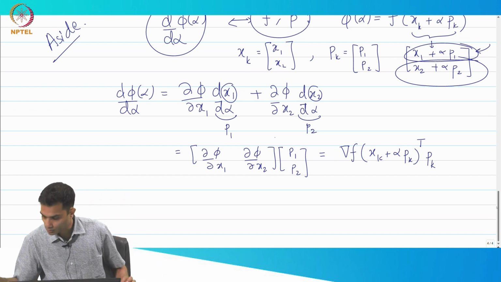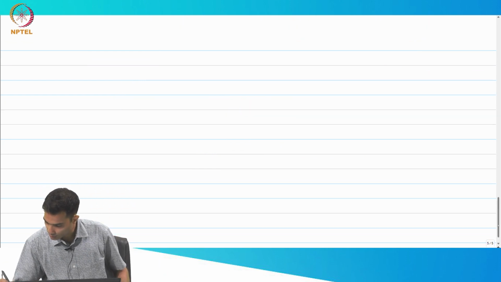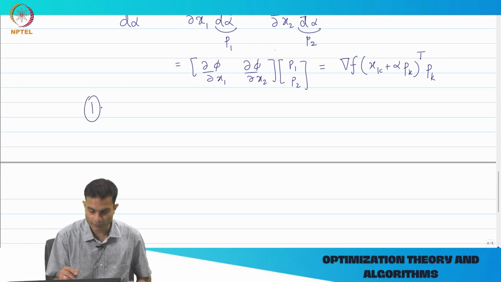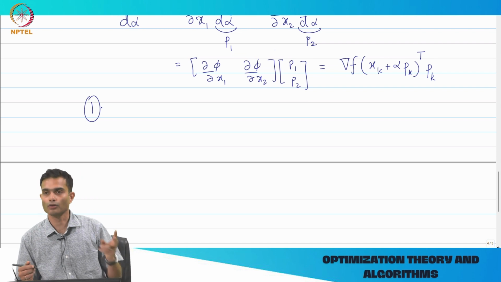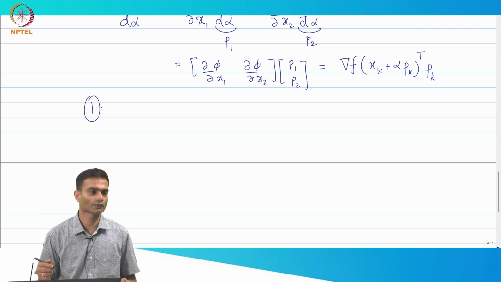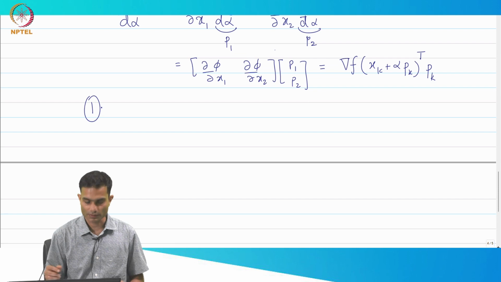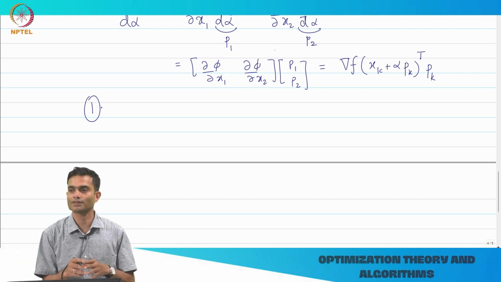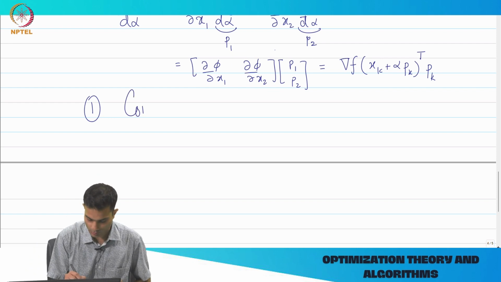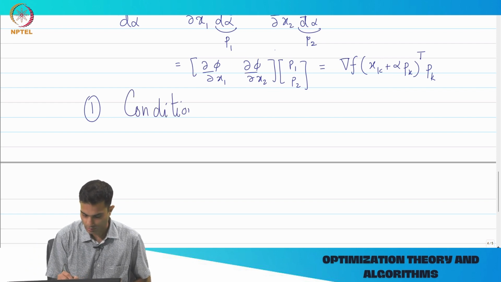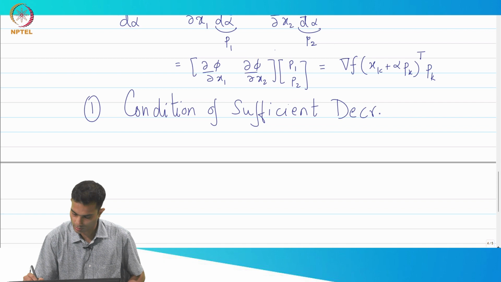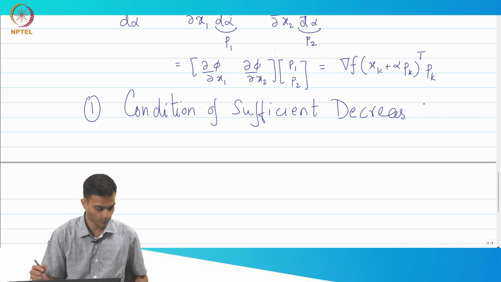The first of the Wolfe conditions is, I mean, there are going to be 2.5, let us say, Wolfe conditions that we'll speak about. The first one is a very, very intuitive condition, which is simply called the condition of sufficient decrease.